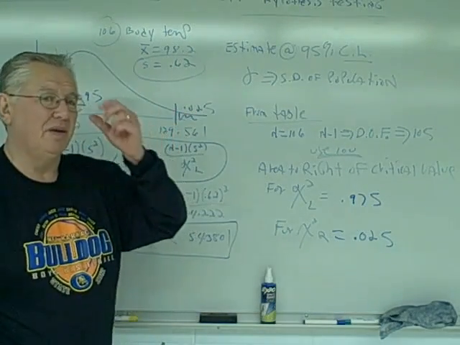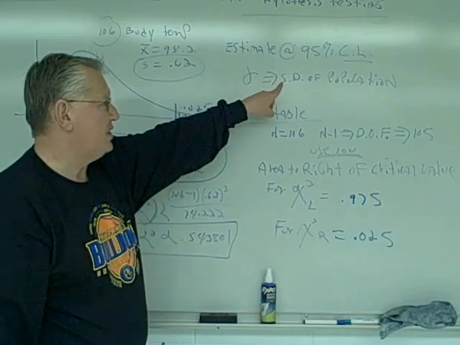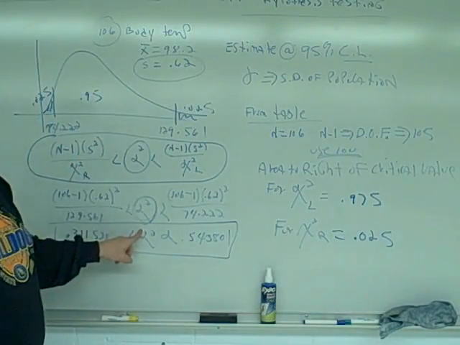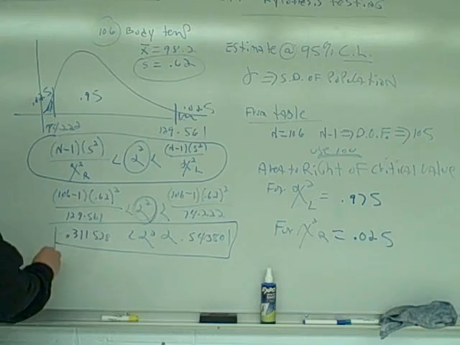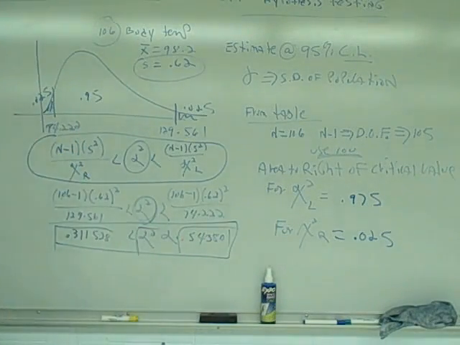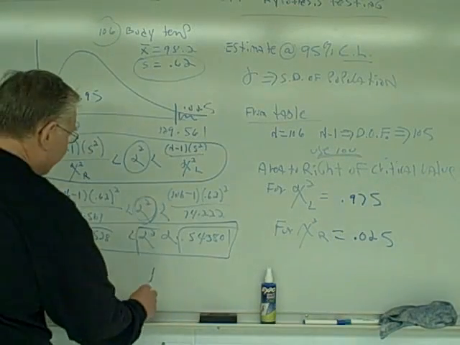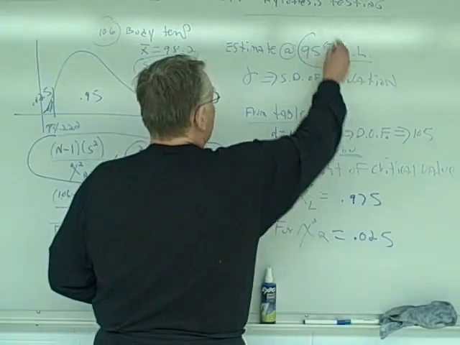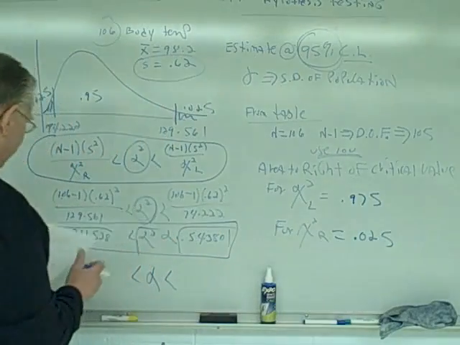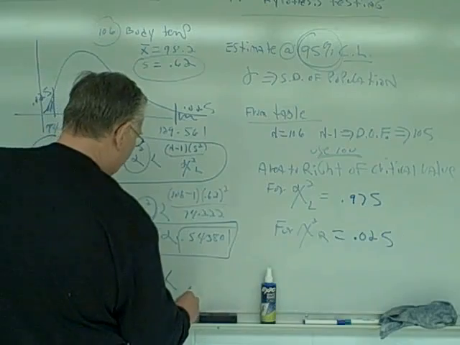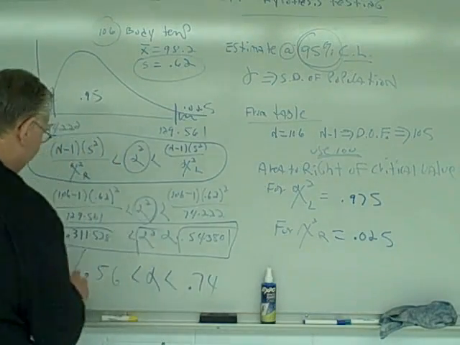One final thing to do. We asked for the standard deviation of the population. This gives me the variance. So to get the standard deviation, I take the square root of everything. And the standard deviation of the population, I am 95% sure, is located somewhere between 0.56 and 0.74.